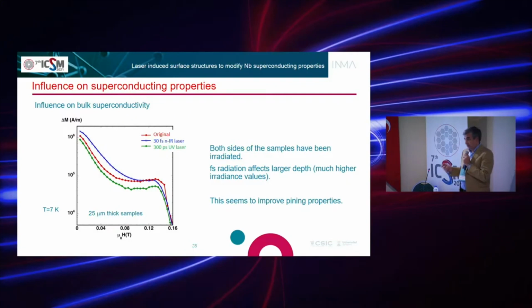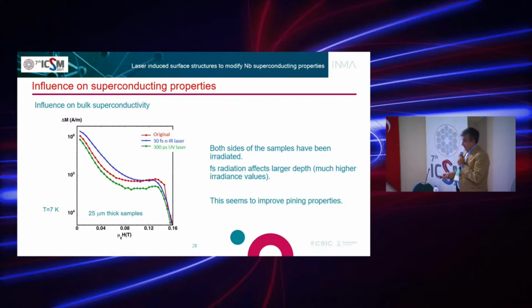So then we repeated the same experiments, just working with a 20 microns thick sample, in which we expect more effect if we modify the surface, also in the bulk superconductivity, and clearly you can see that we can modify the critical current density even at low field. The best result we obtained was with a sample that was processed with the femtosecond laser, in which the effect on the surface was higher.